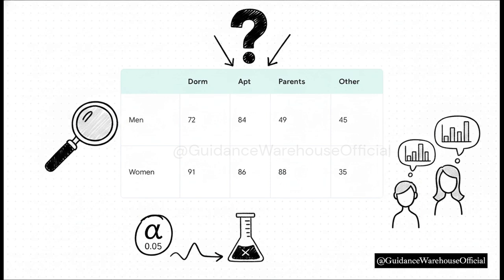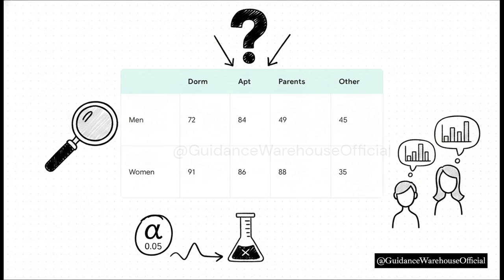We asked 250 randomly selected college men and 300 randomly selected college women about where they live. Dormitory, apartment, with parents, or other. Take a really close look at this breakdown. Do the male and female distributions look the same to you? Honestly, it's pretty hard to tell just by squinting at a data table, right? And that's exactly why we need our test.